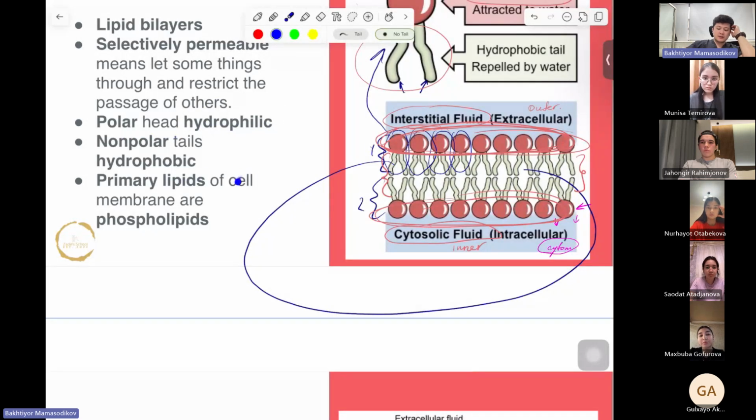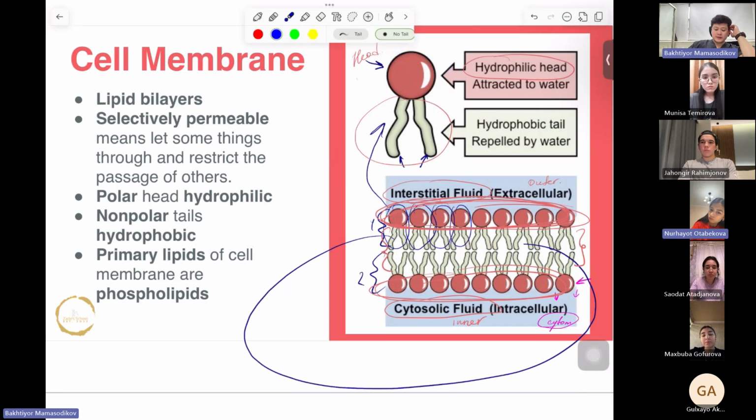And the primary lipids of the cell is called the phospholipid, not another kind of lipid, okay? Actually, the phospholipids are the primary lipids of the cell membrane. Cool? Any questions so far?